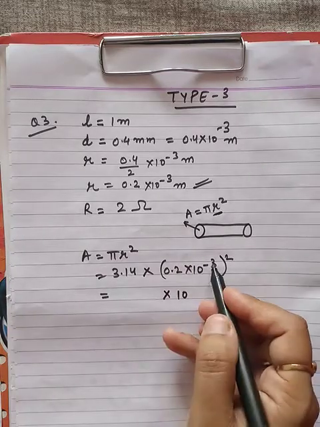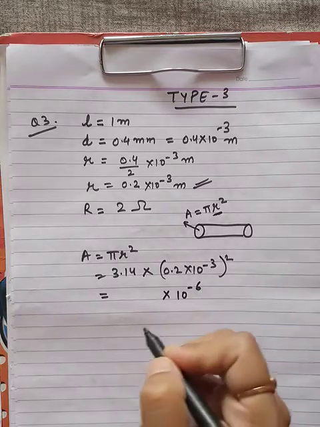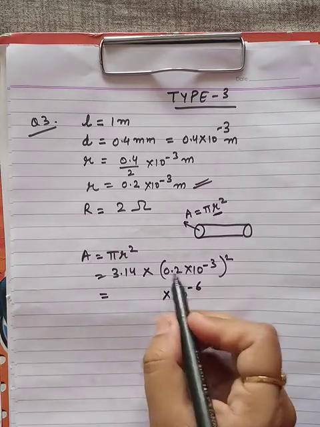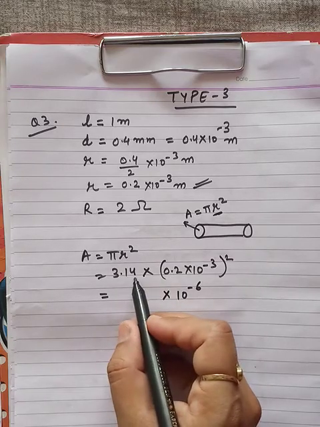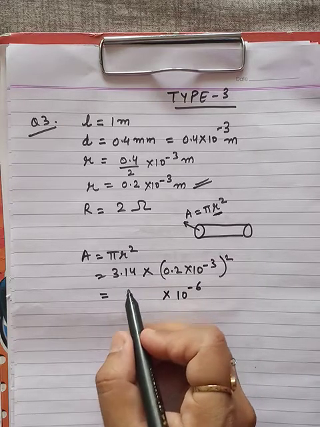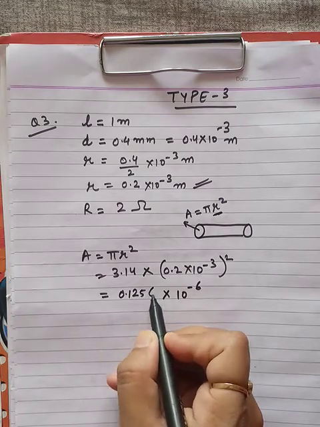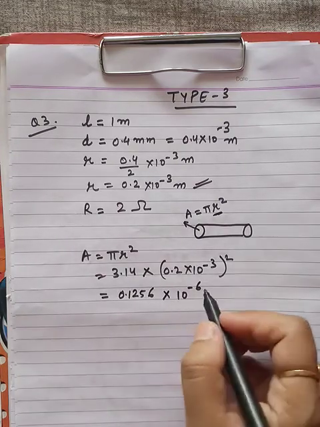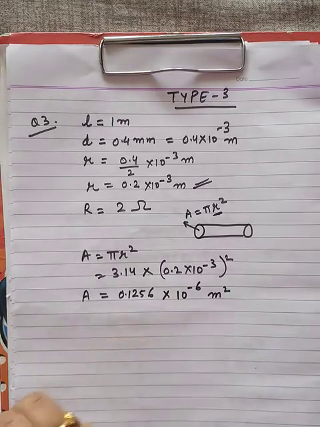10 raised to power minus 3, its square, that means 3 2s are 6, so 10 raised to power minus 6, and make a square of 0.2 and then multiply with 3.14. It is coming out to be 0.1256. Because it is area, it will be in meter square.